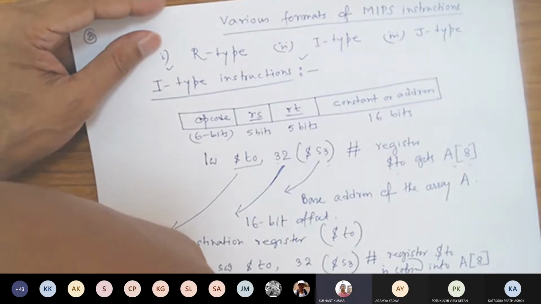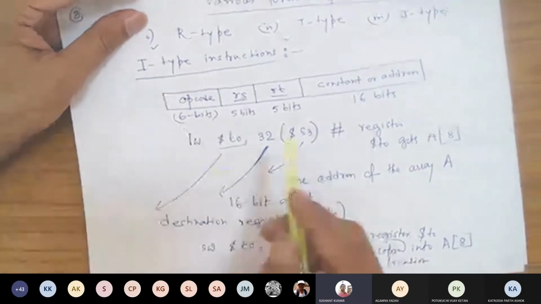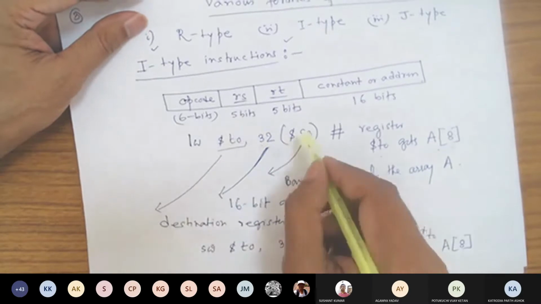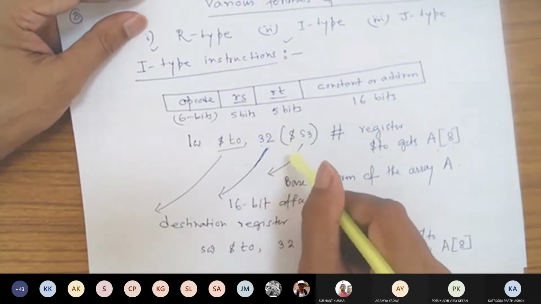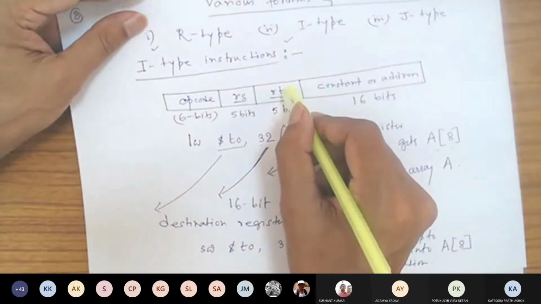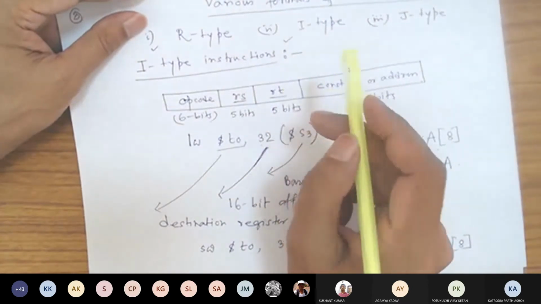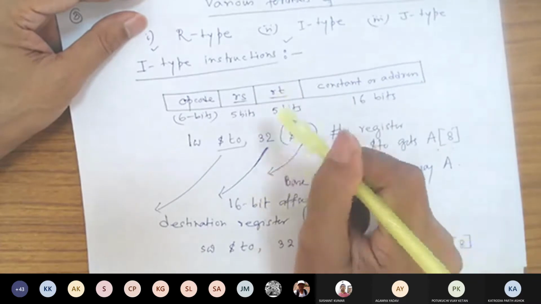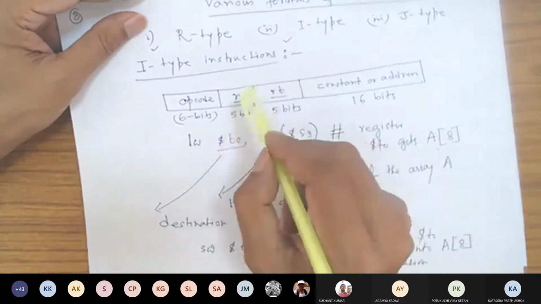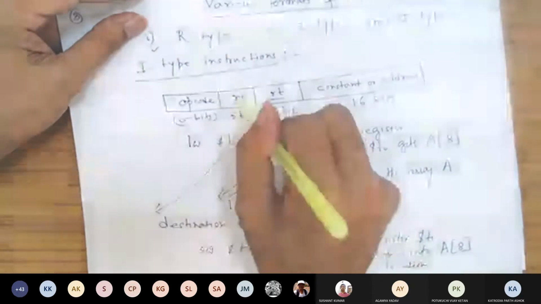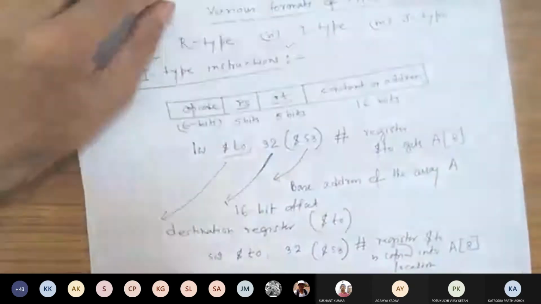In load and store, one of them will be used as the base address. In case of load, one of them will be used as the destination register. In case of store, this will be used as the source register.